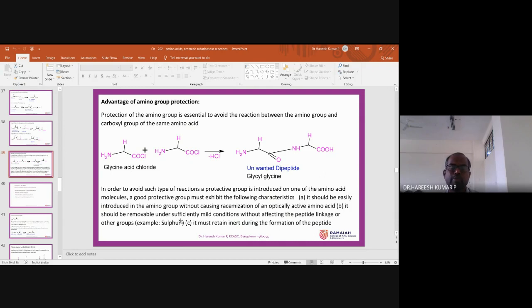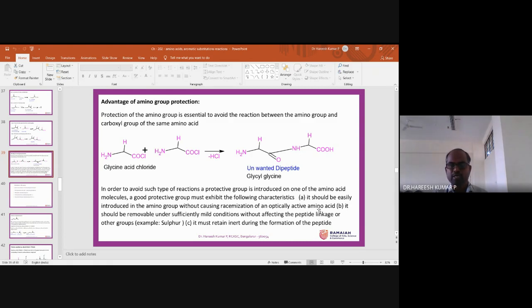It should be removable under sufficiently mild conditions without affecting the peptide linkage and other groups. Other groups may be a sulfur group or thiol group or a phenyl group, whatever it is. So it must remain inert. So the protecting group should remain inert during the formation of the peptide. So these are the three conditions for a protecting group.